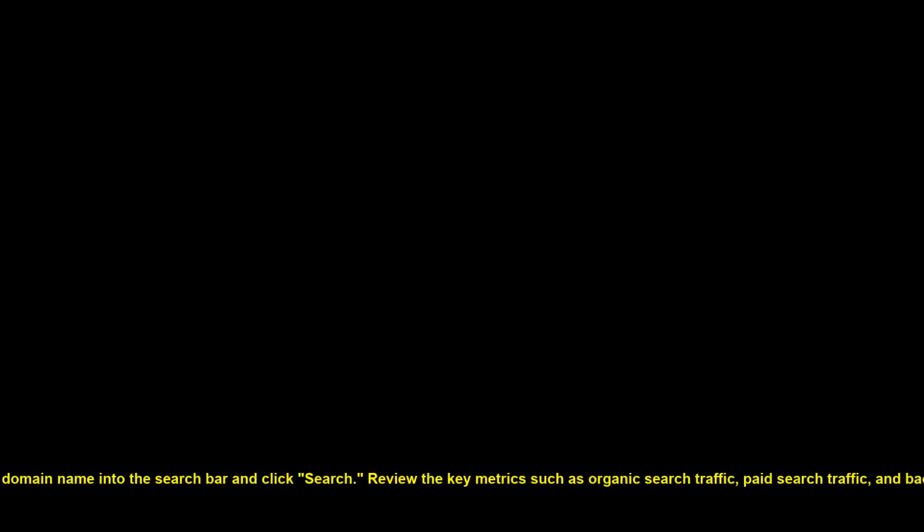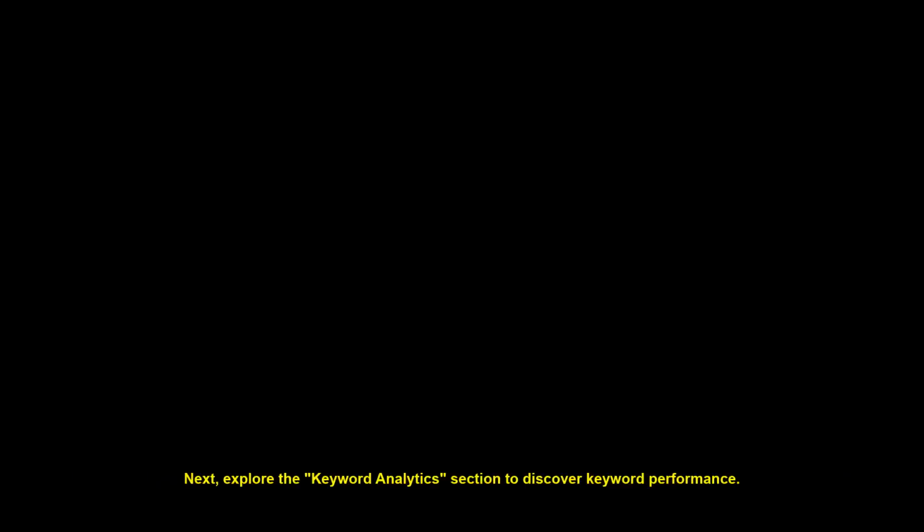Review the key metrics such as organic search traffic and paid search traffic. Next, explore the Keyword Analytics section to discover keyword performance. Type in relevant keywords to uncover search volume, difficulty, and potential traffic. Utilize the position tracking feature to monitor your website's rankings over time. Set up a new project by entering your domain and selecting the keywords you want to track.